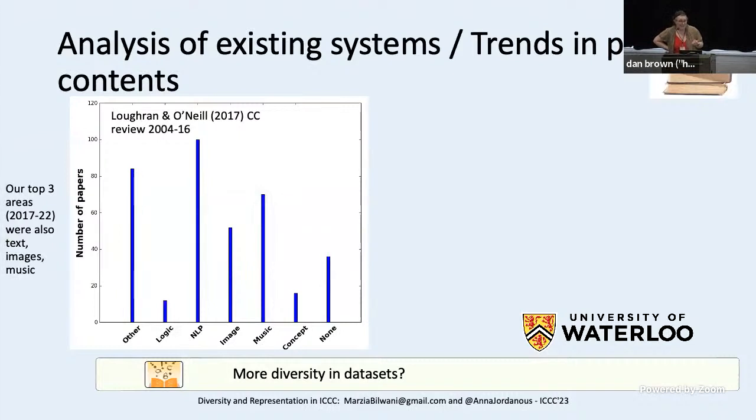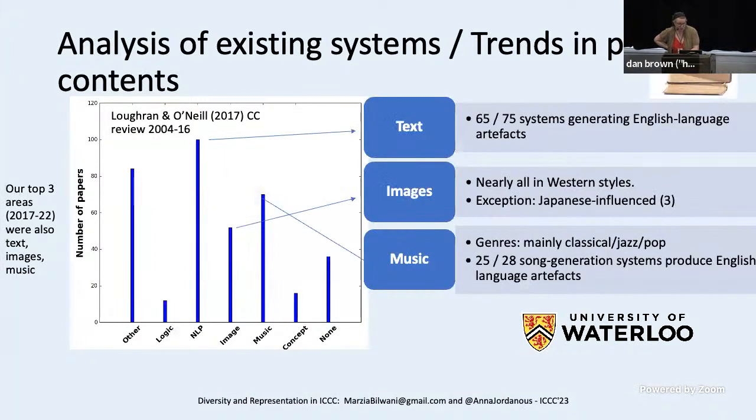So looking back at the last 6 years of conferences, what do the paper contents show us in terms of a diversity analysis? Loughran and O'Neill back in 2016 found that the top areas we're publishing in, if I exclude the other category, are NLP, music, and images. We also found those three to be the top areas in our analysis a period later. They're nearly all Western styles. I generalized there with something like jazz, for example. Many of them are in the English language, the songs that our systems are generating, the poetry, the texts.